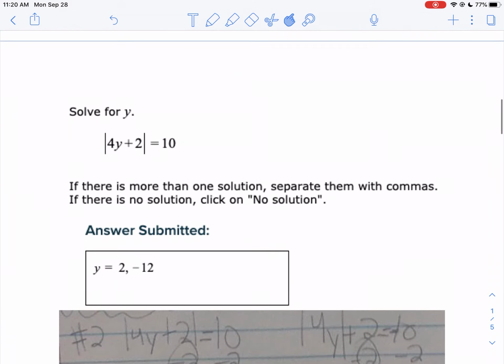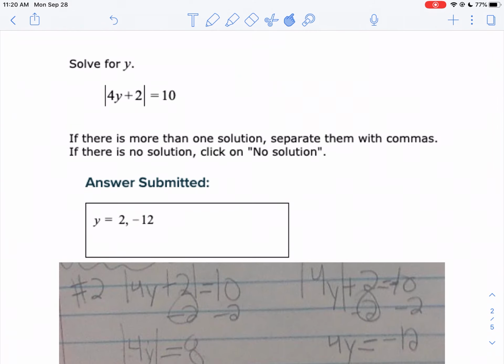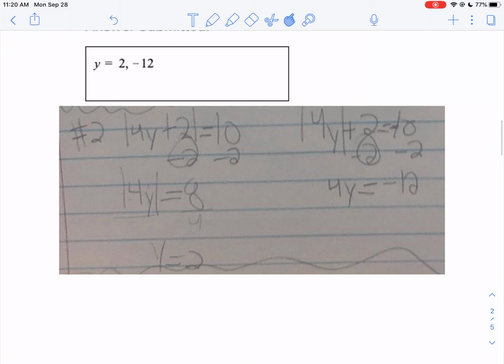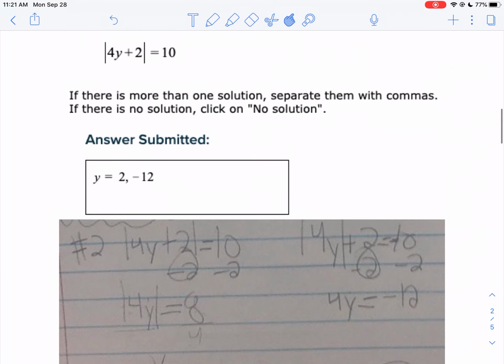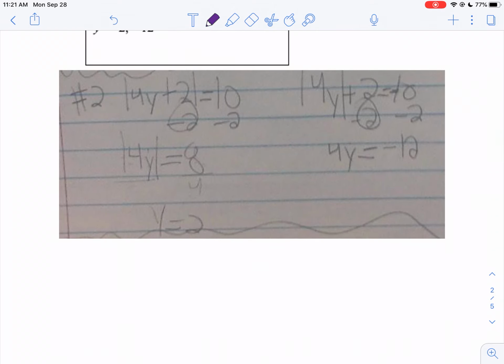Now, in the second question, let's do a little review here. The absolute value of something is 10. You cannot move things until, actually, you're not so bad here when I look at your work, because you have 10 and negative 10, which is correct. What I wanted to see was 4y plus 2 equals 10. 4y plus 2 equals negative 10.